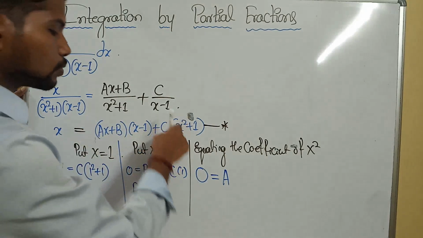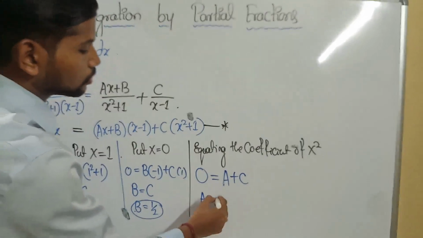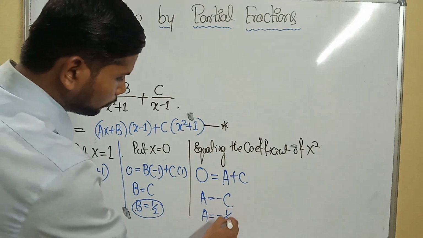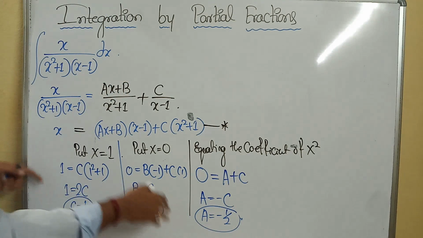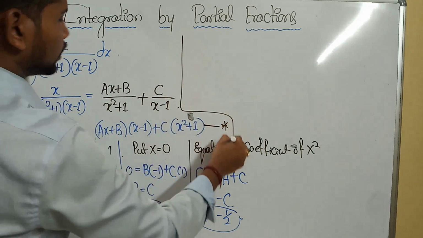What about c into x square? C is the coefficient of x square. That's why I'd like to write a is equal to minus c. A is equal to minus c value. What is c value? 1 by 2. That's why I got the value as a equal to minus 1 by 2. I need to resubstitute all these values in the equation. Okay. Concentrate on the board.